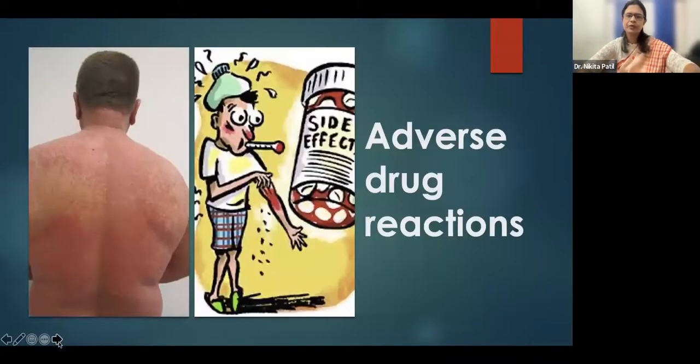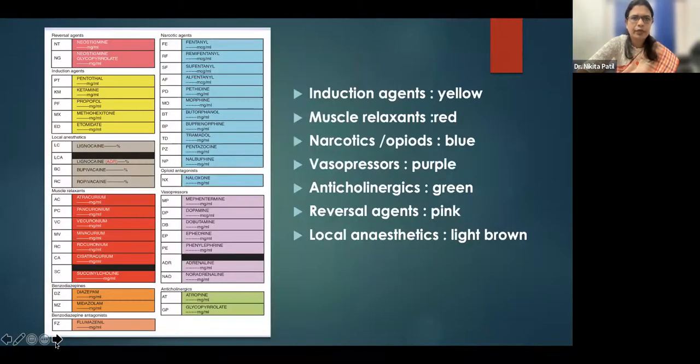Okay, so these are the adverse reactions. For example, you inject something which is regularly and routinely done, but the patient develops an adverse reaction. Now, these are very, very important. We are well versed in it.